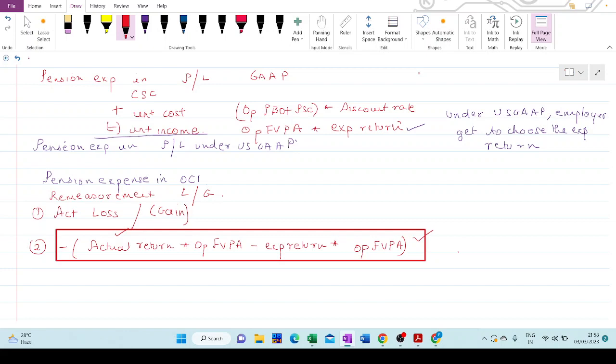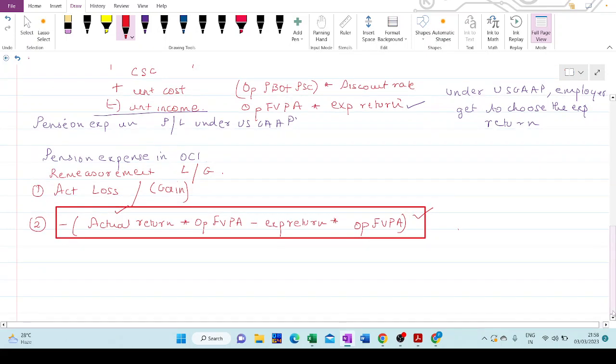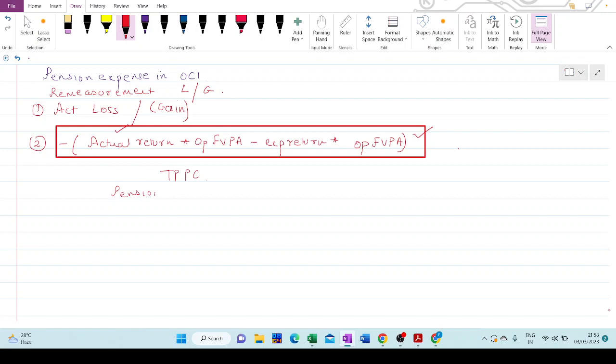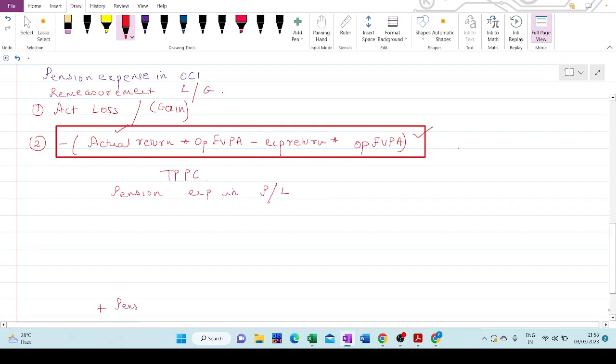Now, guys, we'll check how the impact of expected return has been nullified. Right. So my TPPC is what? Pension expense in P&L plus pension expense in OCI.